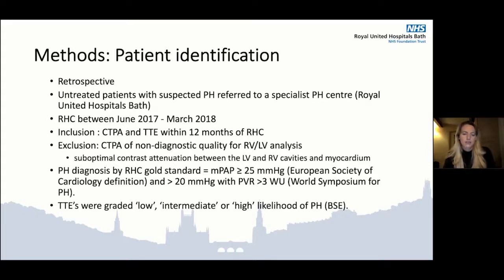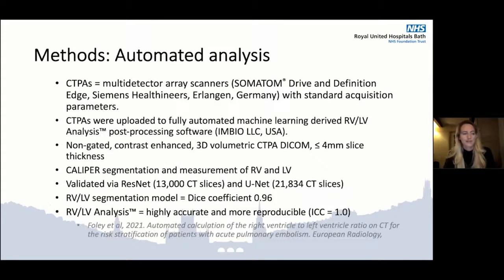Pulmonary hypertension diagnosis was made using right heart catheter gold standard, as either a mean pulmonary arterial pressure greater than or equal to 25 millimeters of mercury, the European Society of Cardiology definition, or a mean pulmonary arterial pressure greater than or equal to 20 millimeters of mercury with a pulmonary vascular resistance greater than 3 Wood units, which is the World Symposium of Pulmonary Hypertension definition.